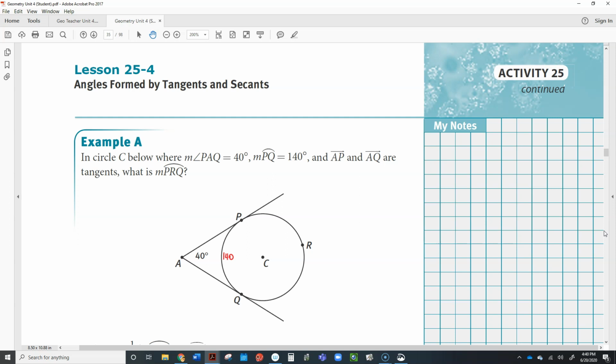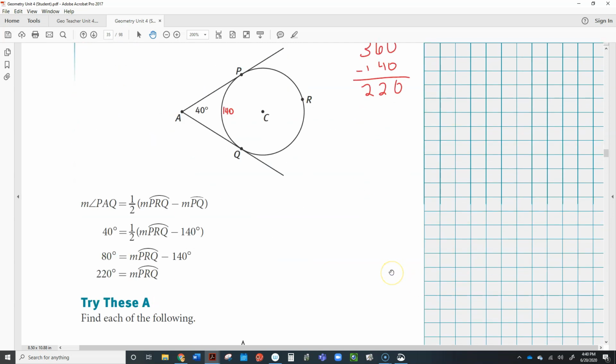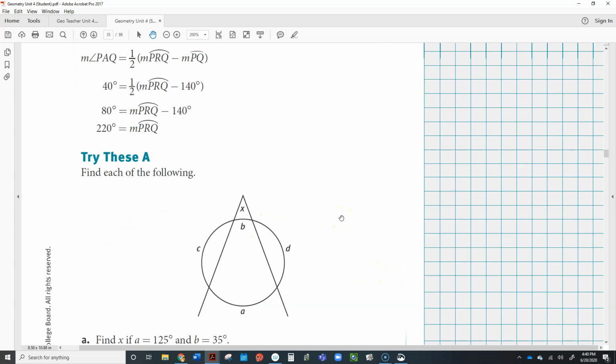What is the measure of arc PRQ? Well, that's too easy. 360 minus 140. PQ is 140, yeah. So 220. So the measure of arc PRQ is 220. Is that what they got? Yeah, they got 220. I don't know why they did it that way.